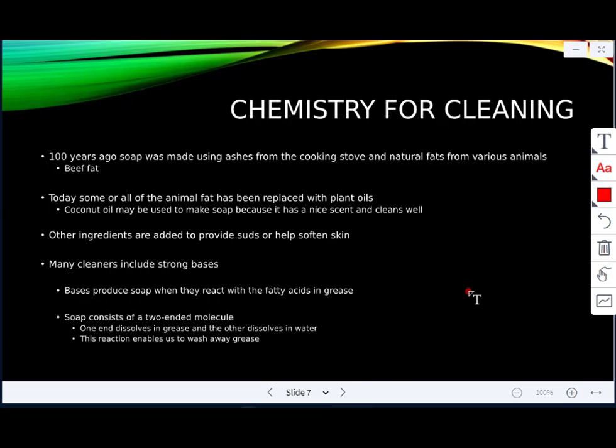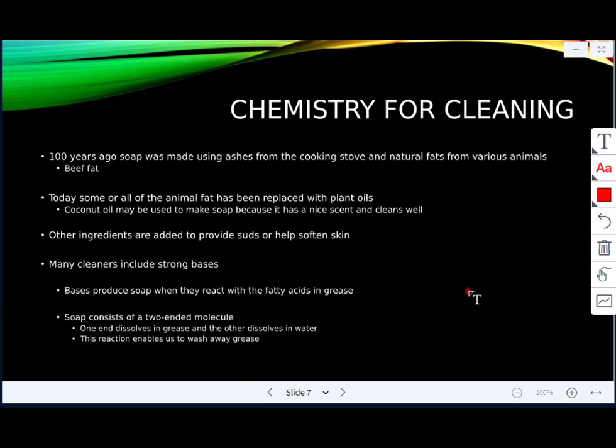So, chemistry for cleaning. 100 years ago, soap was being made from ashes from the cooking stove, combined with natural fats from various animals, such as beef fat. Today, some or all of the animal fat has been replaced with plant oils. For example, coconut oil may be used to make soaps. It's got a nice scent. It also cleans well. And then other ingredients are also added to make sure that there's suds or to help soften the skin, for example.